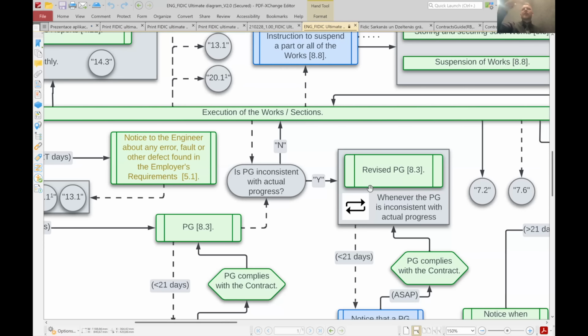The program should always be saying what is happening on a construction project. It should always be the same thing. It's like a digital twin of your project with respect to time.